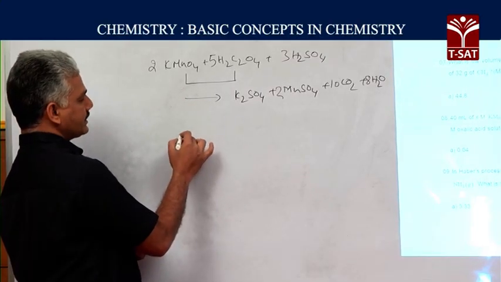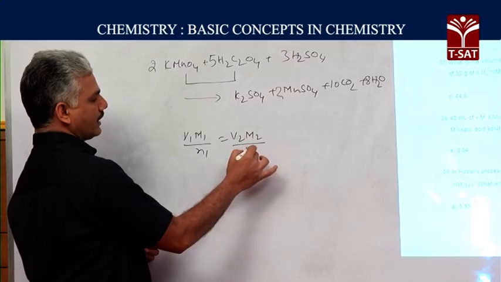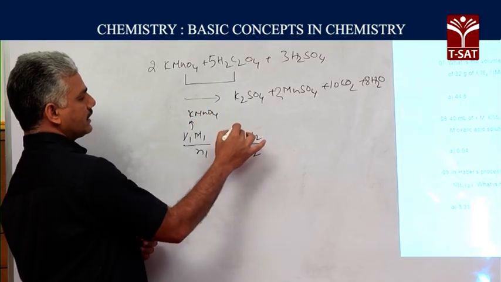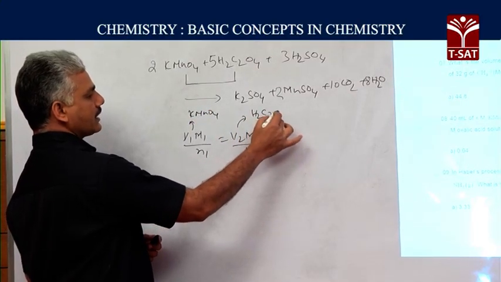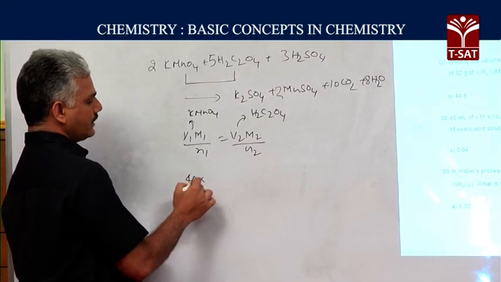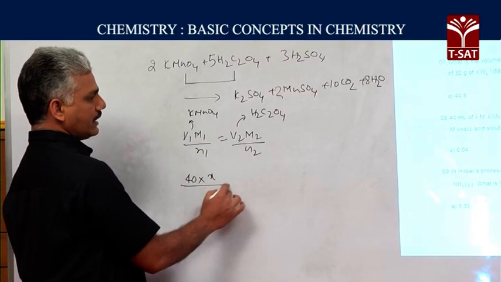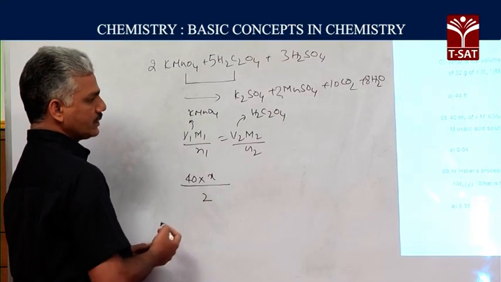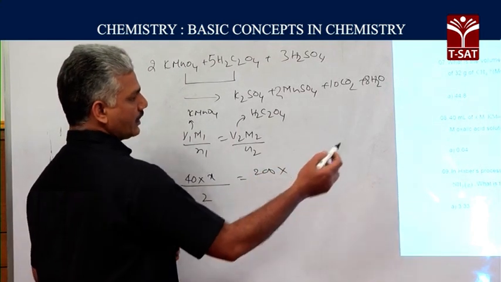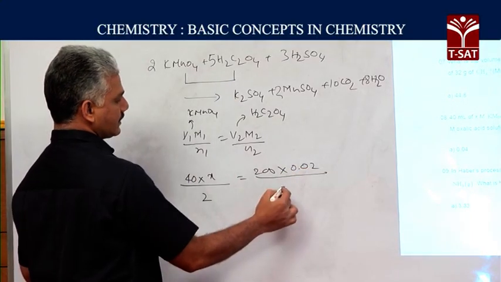The law of titration is V1 M1 by N1 is equal to V2 M2 by N2. Now, you take one set of values for potassium permanganate, another set of values for oxalic acid. Substituting the available data, in place of V1 you take 40 ml, in place of M1, that is what we have to calculate, say X, by number of moles, which is 2. V2 is 200. Molarity of oxalic acid is given as 0.02, N2 value is 5.